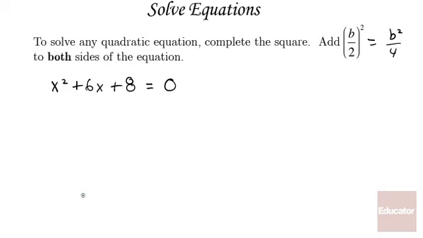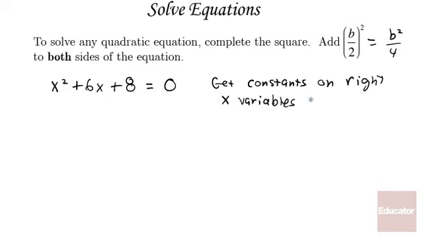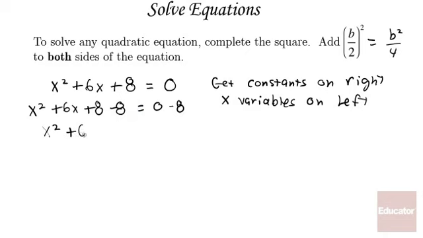Now, the first thing to do is, if you're dealing with an equation, get the constants on one side. So I'm going to get the constants on the right, because I want to clear out and just have these x variable terms here on the left, so I can complete the square on that. I'm going to subtract 8 from both sides to get x squared plus 6x equals negative 8.